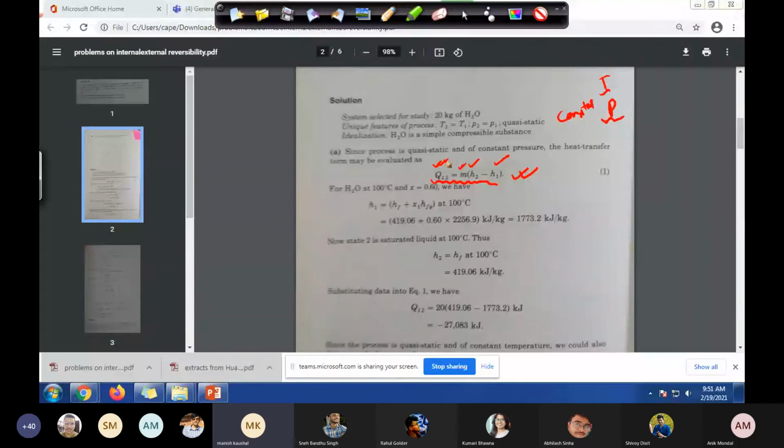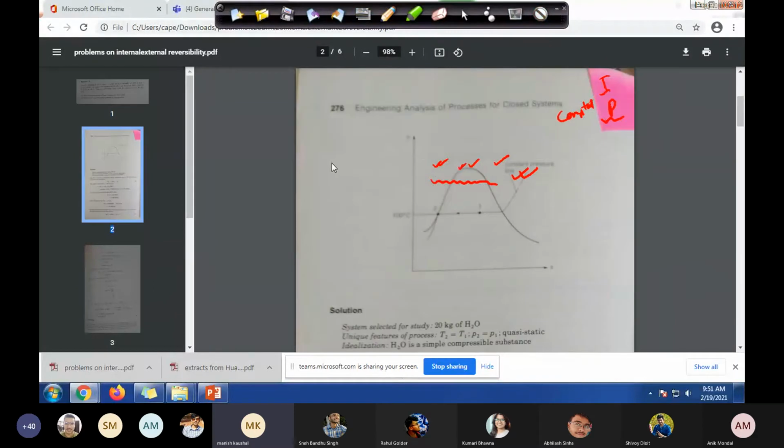Then once we know Q12, what was asked? So heat transfer is done. That part number 1 is done. Now show that heat transfer is irreversible.